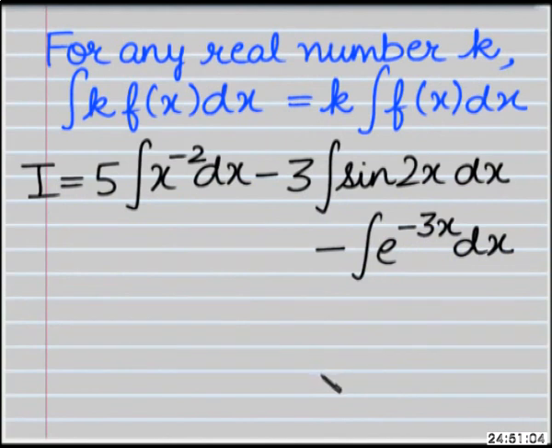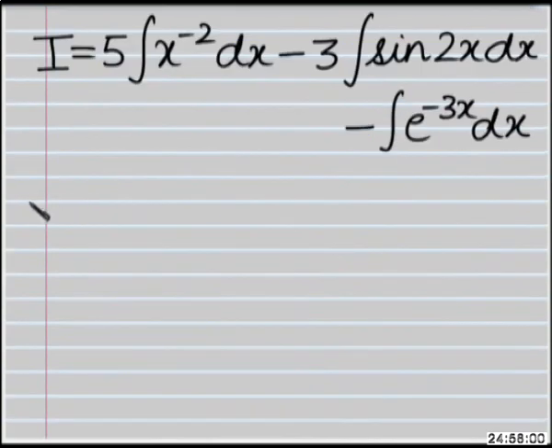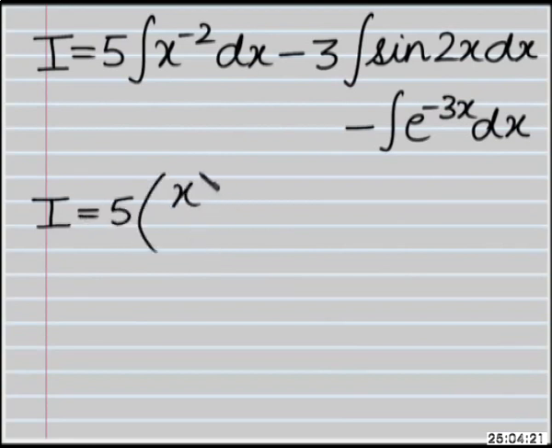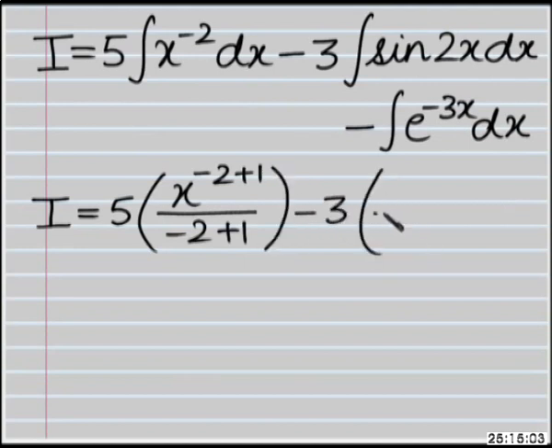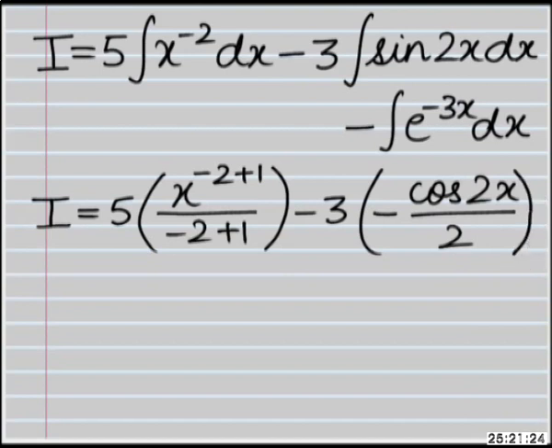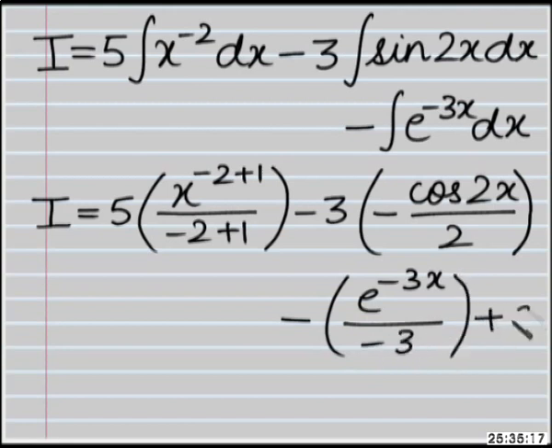Now, using the standard result of integrals, we get I is equal to 5 whole multiplied by x raised to the power minus 2 plus 1 upon minus 2 plus 1 minus 3 whole multiplied by minus cos 2x upon 2 minus e raised to the power minus 3 into x upon minus 3 plus c, that is the constant of integration.